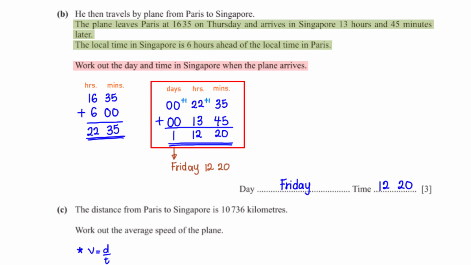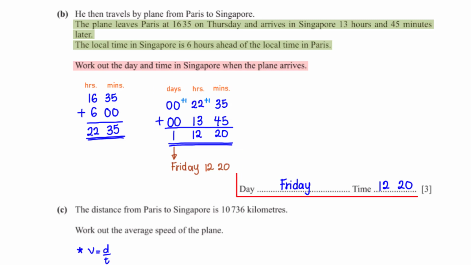Under the hour column, 1 plus 22 plus 13 is 36. 24 hours is 1 day. So we add 1 to the day column and leave the remaining 12 hours under the hour column. Under the day column, 1 plus 0 is 1. This means the plane arrives the next day in Singapore, which is Friday at 12:20.